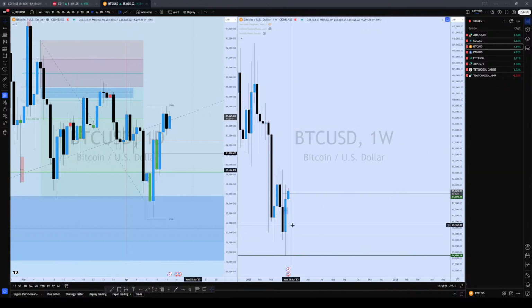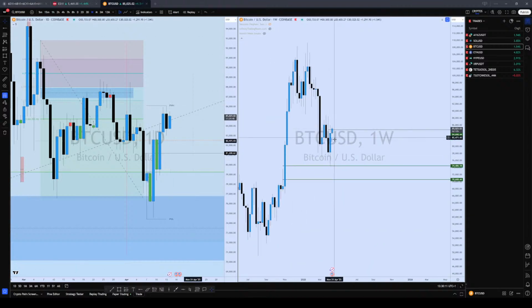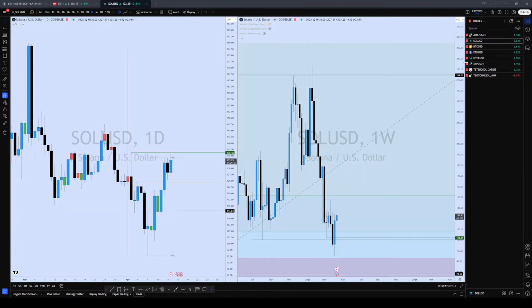We are dropping. So we are looking for a move somewhere here. Same thing applies to Solana. Solana might take out this high and then drop down again to attack this low. It might take out this high and drop down and take out this low. So watch that for this week.